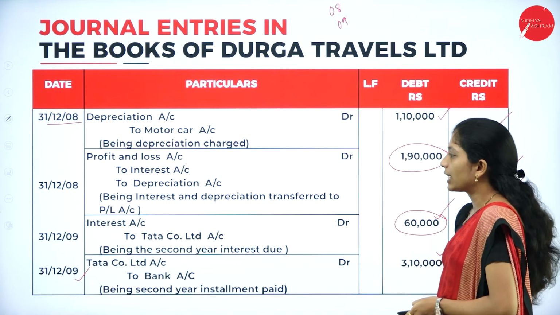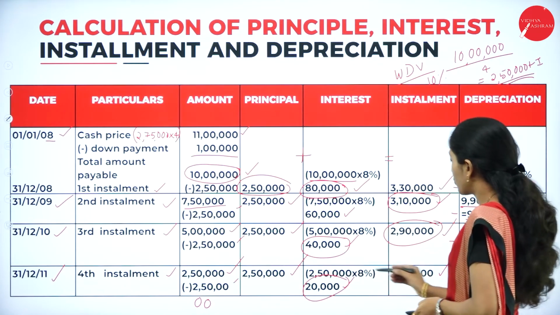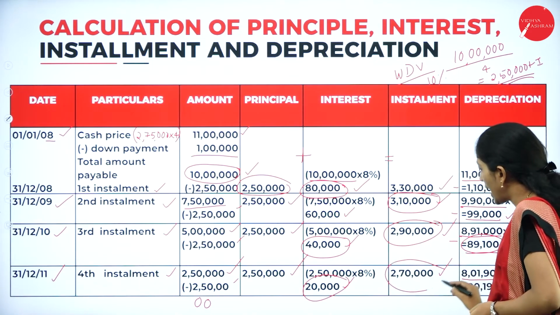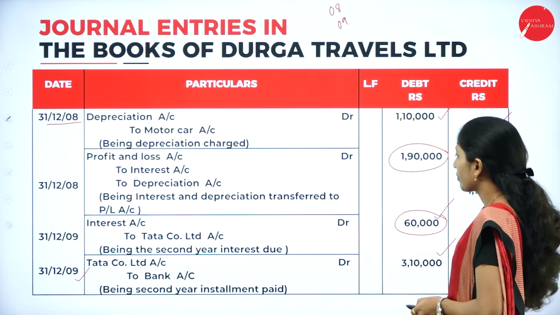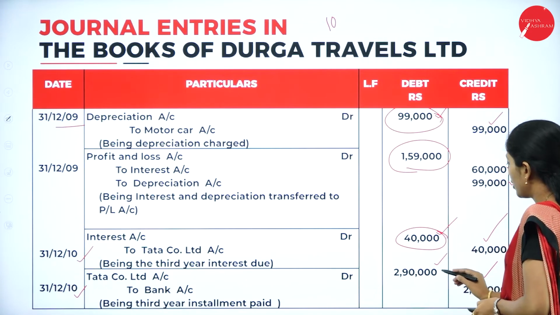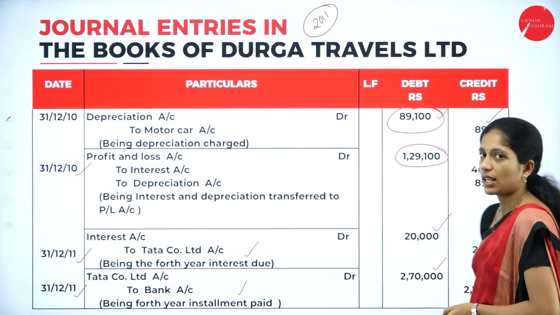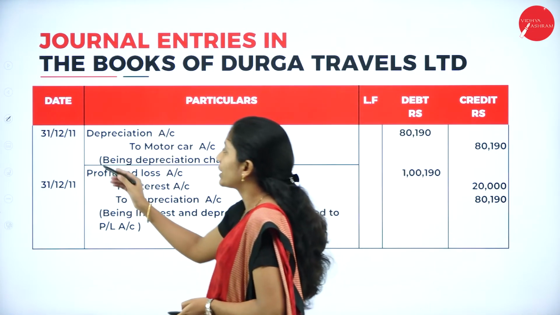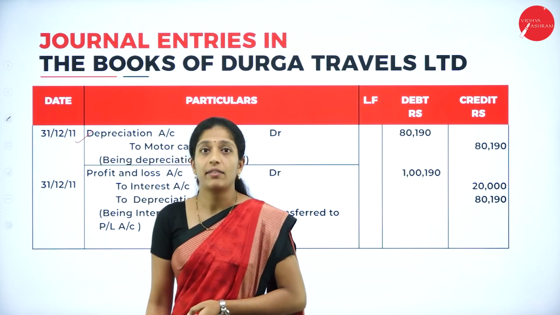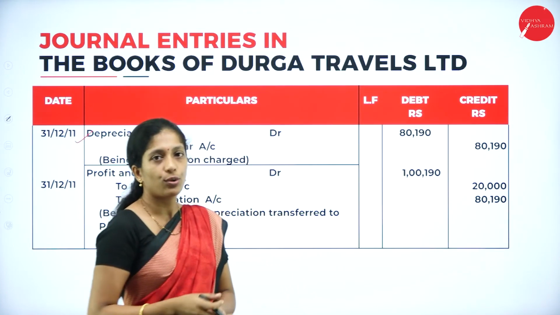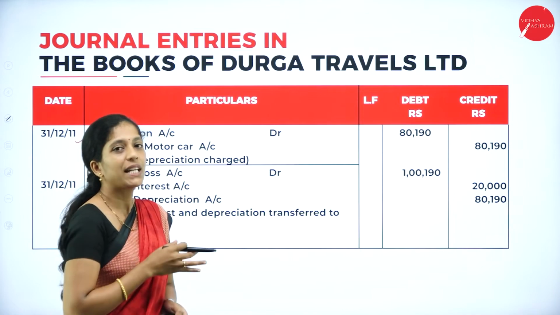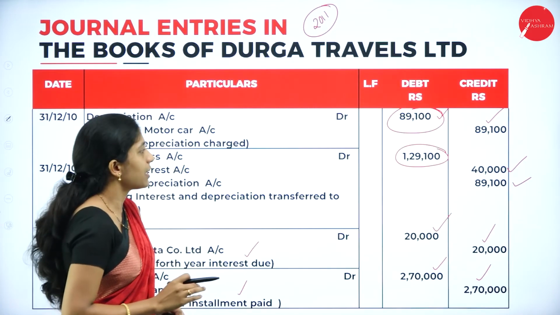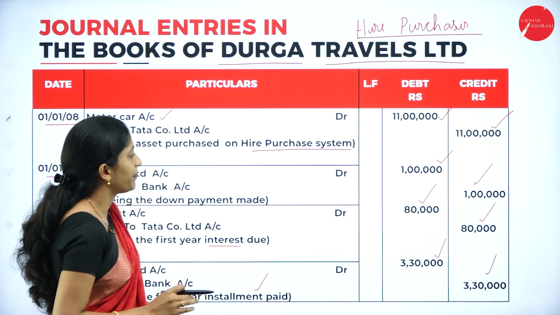Now go through the fourth year installment. So what is fourth year installment? That is 2,70,000. So write 2,70,000. Next, for charging depreciation, that is the end of 4th year, 31st/12/2011, depreciation account debit to motor car account, being depreciation charge. See what is 4th year depreciation.